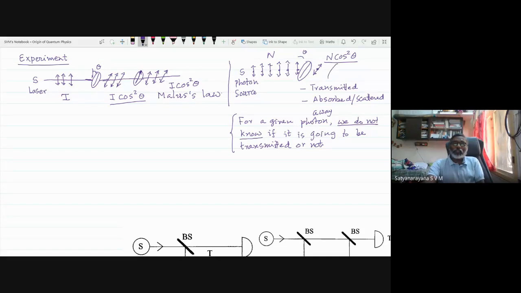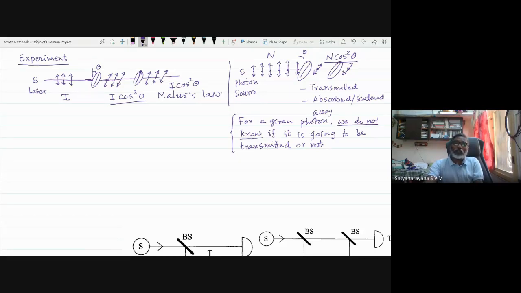Now suppose, imagine you are putting another analyzer or the same polarizer. Then what happens? There is only one result. It will be transmitted. There is no doubt. It will not be scattered away. It will not be absorbed. It will be transmitted. Every photon will be transmitted.